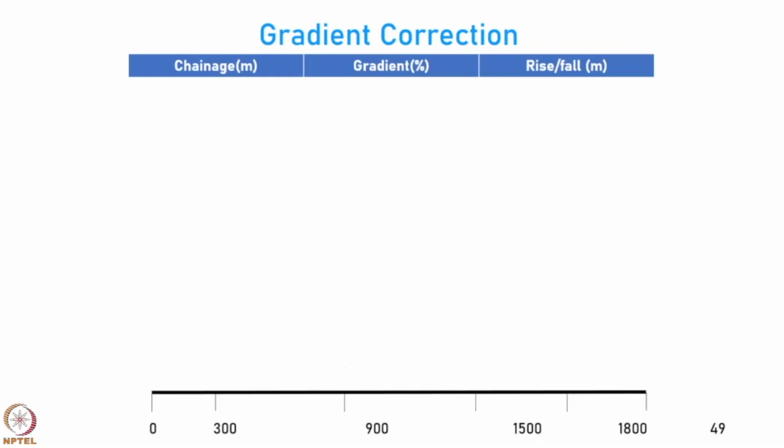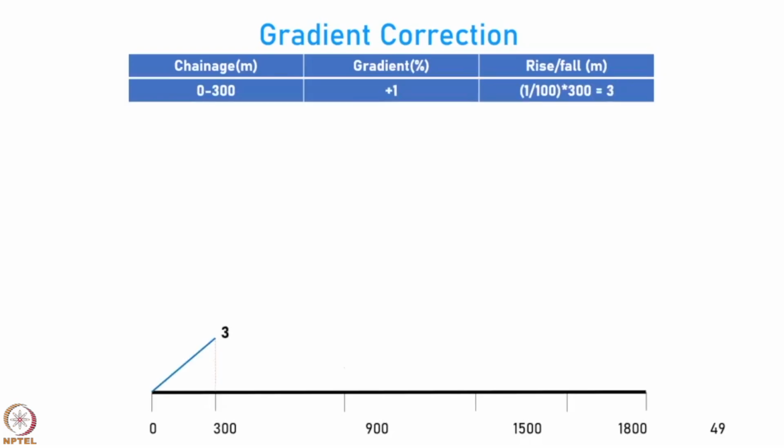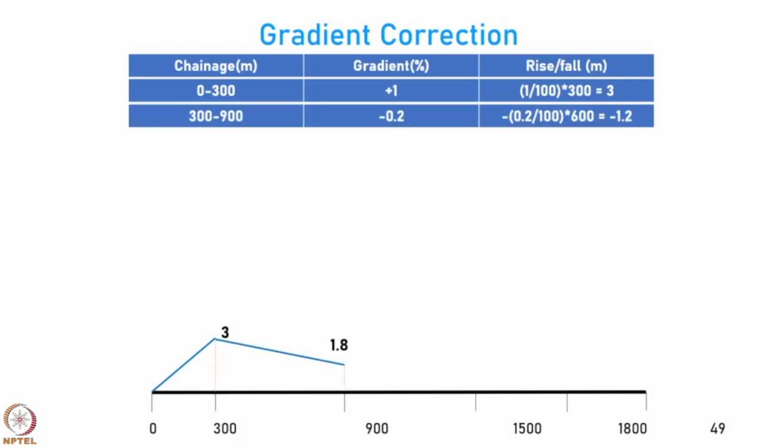Okay. So, this airport, if you look at the runway from starting point 0 to 1800, the first 300 meters you have a plus 1% gradient as shown in the bottom. So, here the rise in the runway is 3 meters. Then the next portion, from 300 to 900, there is a minus 0.2% gradient. So, therefore, the change will be 1.2 meters. So, this 3 will become 3 minus 1.2, that is a lowering, that will become 1.8 meters.